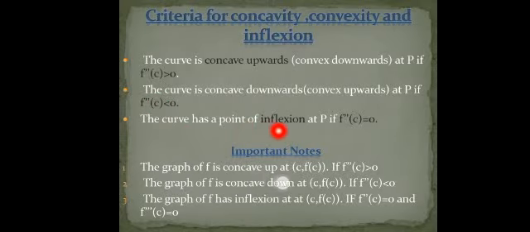The curve has a point of inflection at P if f double dash c is equal to 0. Now here is an important note. The graph of f is concave up at c, f of c, if f double dash c is greater than 0, as mentioned earlier. The graph of f is concave down at c, f of c, if f double dash c is smaller than 0. The graph of f has an inflection at c, f of c, if f double dash c is equal to 0 and f triple dash c is also equal to 0.